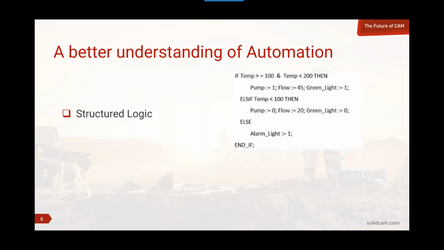And then there's a third condition here, all other conditions, meaning we're just going to use the else, which in this case, if the two previous conditions aren't true, then that means that we're going to be above 200 degrees, and that's not good. So we need to turn the alarm light on, okay? So you can see this is a very simple approach to structured logic.